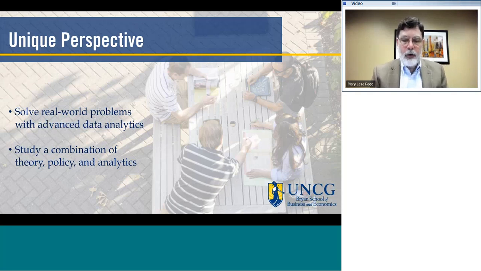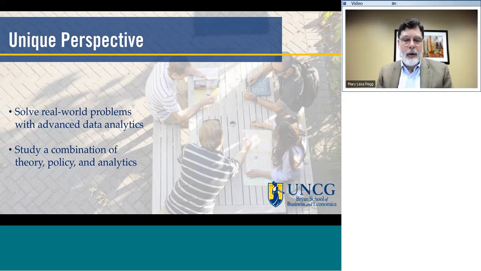It's not enough for two reasons. One, it's one thing to have the technical skills, but if you're going to be a full service analyst, you also have to be able to identify issues that need to be looked at. You need to be able to understand the dynamics of them. And our combination of theory, policy, and analytics does that.